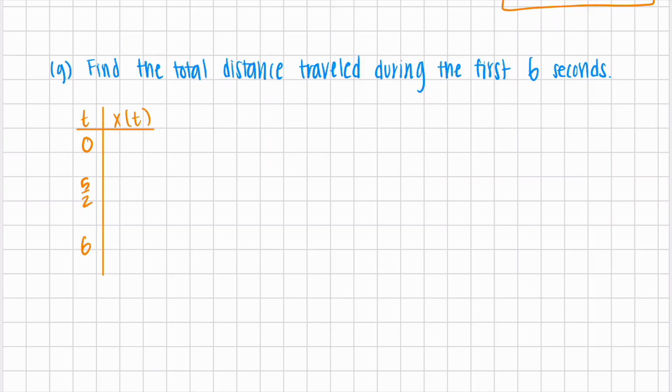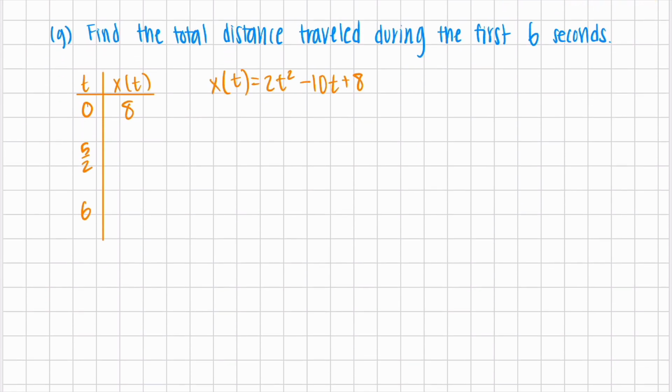So let's put our position equation again. If I plug in 0, I'm going to get 8. And then 5 halves is 2.5. If you plug in 5 halves, you get negative 4.5, like if I did x of 2.5. And then x of 6, when you plug in 6, you get 20.